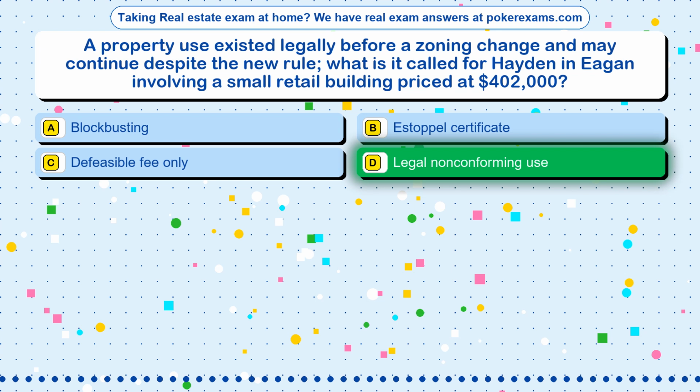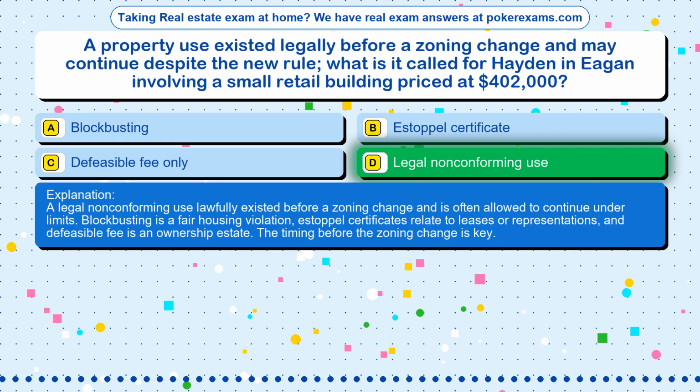The correct answer is option D, legal non-conforming use. A legal non-conforming use lawfully existed before a zoning change and is often allowed to continue under limits. Blockbusting is a fair housing violation, estoppel certificates relate to leases or representations, and defeasible fee is an ownership estate. The timing before the zoning change is key.